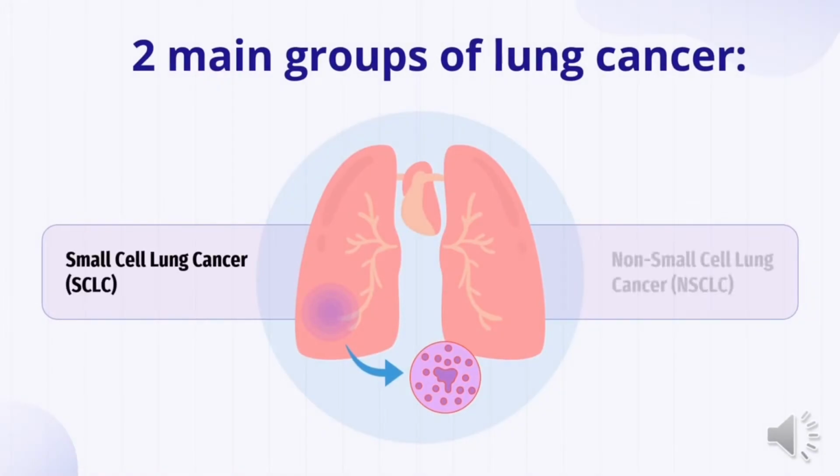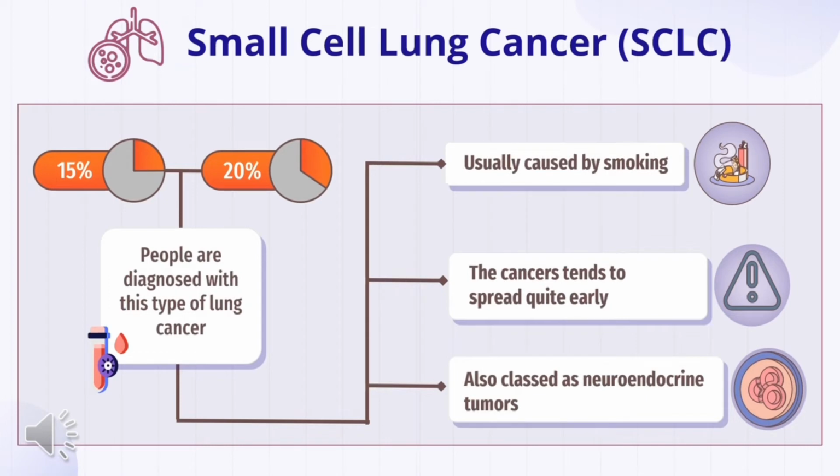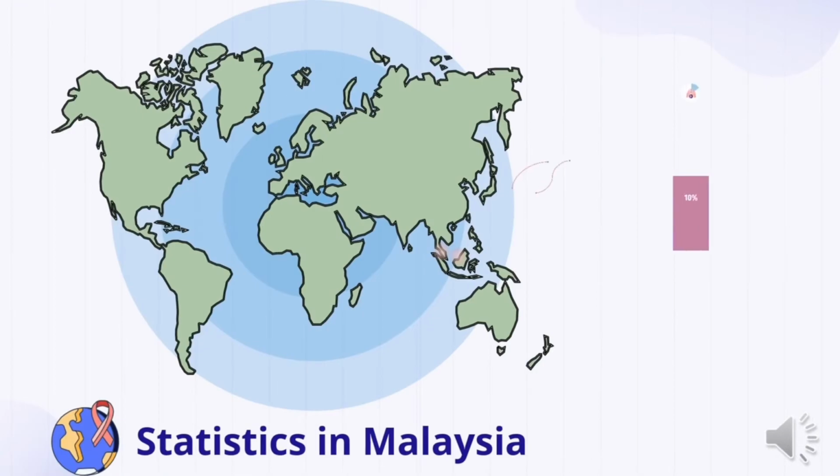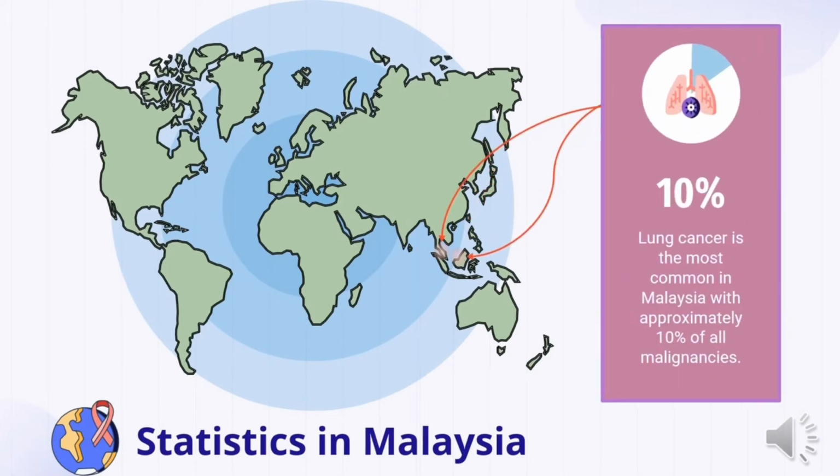Lung cancer consists of two main groups, which are small cell lung cancer and non-small cell lung cancer. There are 15 to 20% of people diagnosed with small cell lung cancer. It is usually caused by smoking and the cancer tends to spread quite early. Small cell lung cancer is also classed as neuroendocrine tumors. There are three main types of non-small cell lung cancer, which are adenocarcinoma, squamous cell carcinoma, and large cell carcinoma. These three are classified in the same group due to their behavior and response to treatment being similar. Around 80 to 85% in the UK are diagnosed with this type of lung cancer. Statistics in Malaysia show that lung cancer is the most common, with approximately 10% of all malignancies.